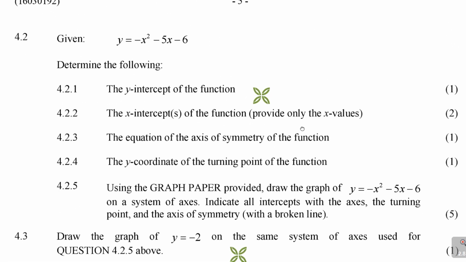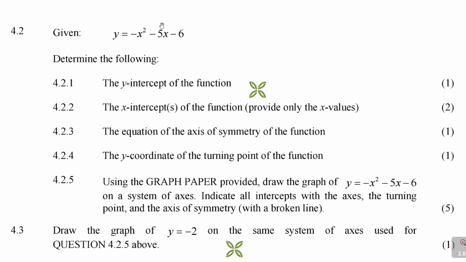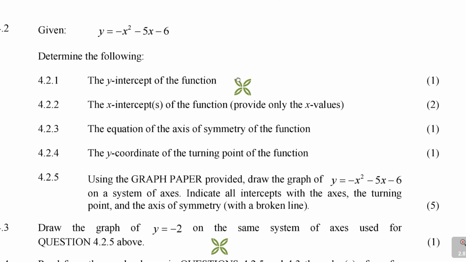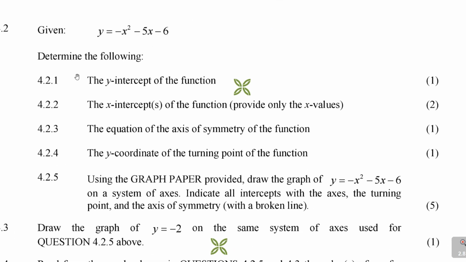There it is. This one, 4.2, is the graphs. It says determine the following, so they just gave you that, and they are asking you questions: the y-intercept, x-intercept, axis of symmetry, the y-coordinate. Using the graph paper, draw this graph, 5 marks. What do you say of that?